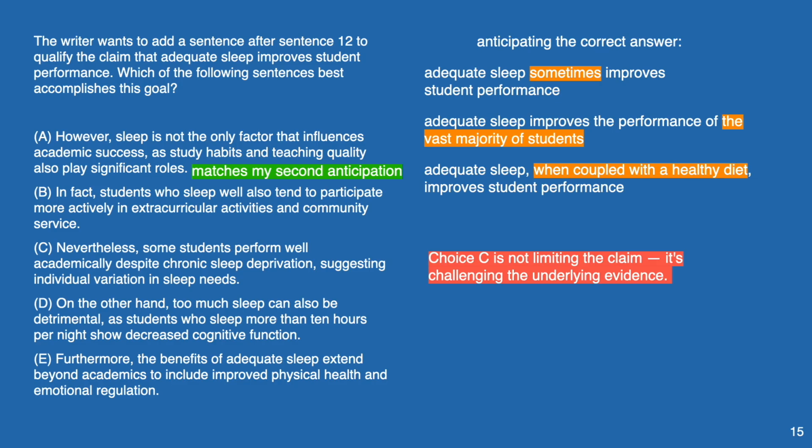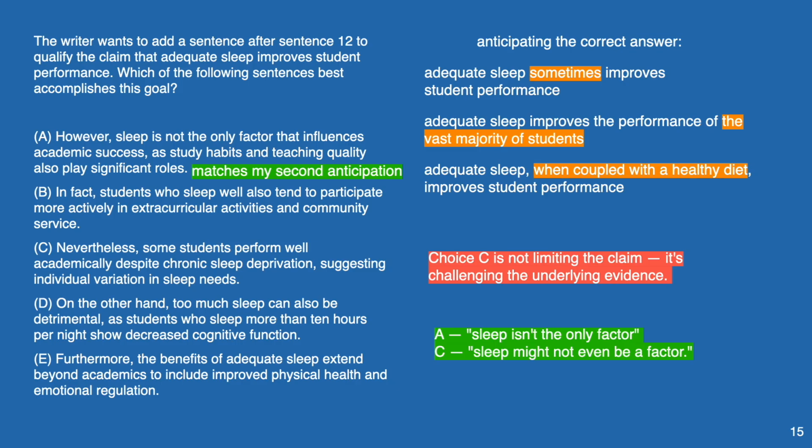That doesn't qualify the claim. It undermines it. A qualification says yes, but not in every case. But C is saying maybe the whole premise is wrong for some students. There's a difference between saying sleep isn't the only factor and saying sleep might not even be a factor. Choice A does the first and choice C does the second.